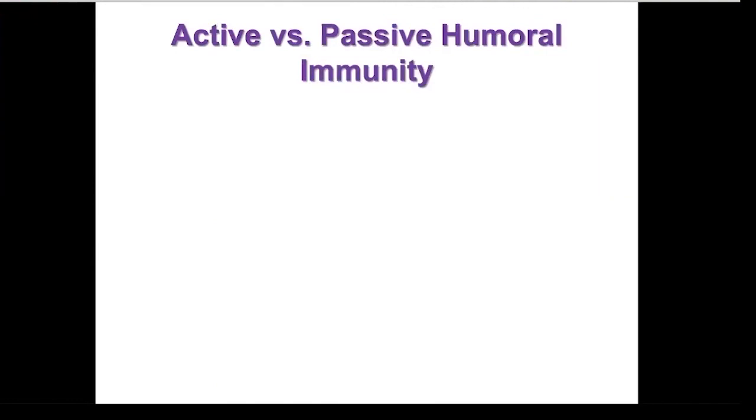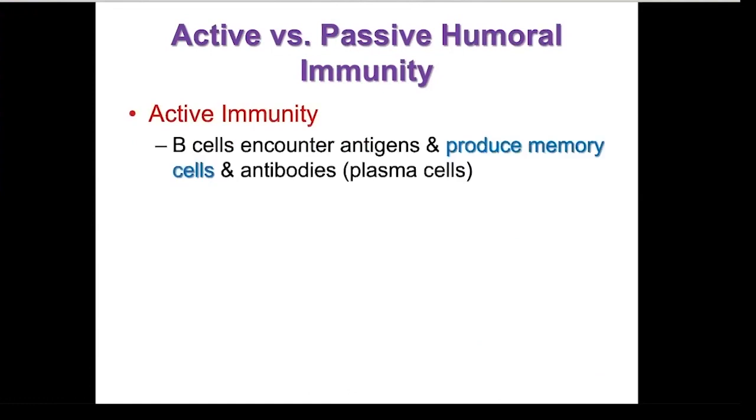There are two types of humoral immunity: active humoral immunity and passive humoral immunity. You'll need to know the difference. In active immunity, an antigen binds with the BCR, the B cell is activated, proliferates, and produces effector cells as well as memory cells. Notice that I have memory cells in blue. This is the key. During active immunity, you are producing memory cells which will provide immunological memory. In other words, they will protect you in the future if you are exposed to the same antigen.